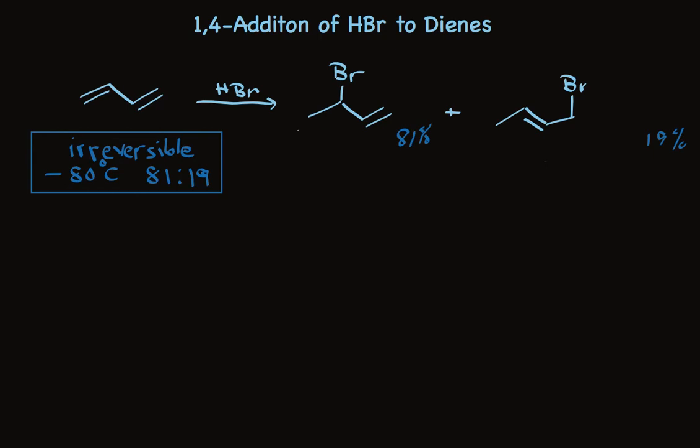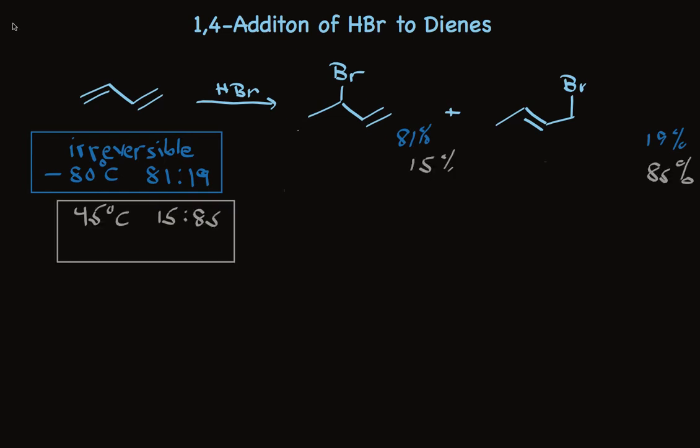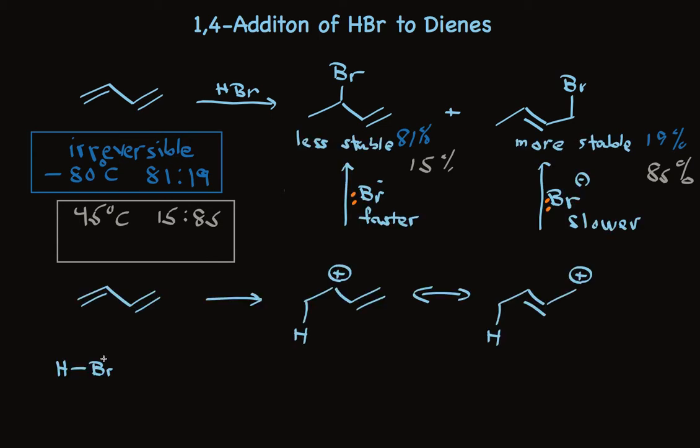And you remember that under irreversible conditions, the ratio of products will be determined by what's called kinetic control, simply how fast the products are formed. At warmer temperatures, the 1,4 product is favored. Only 15% is the 1,2 product, and 85% is the 1,4 product. The explanation is simple. At 45 degrees, the reaction is being run under reversible conditions.